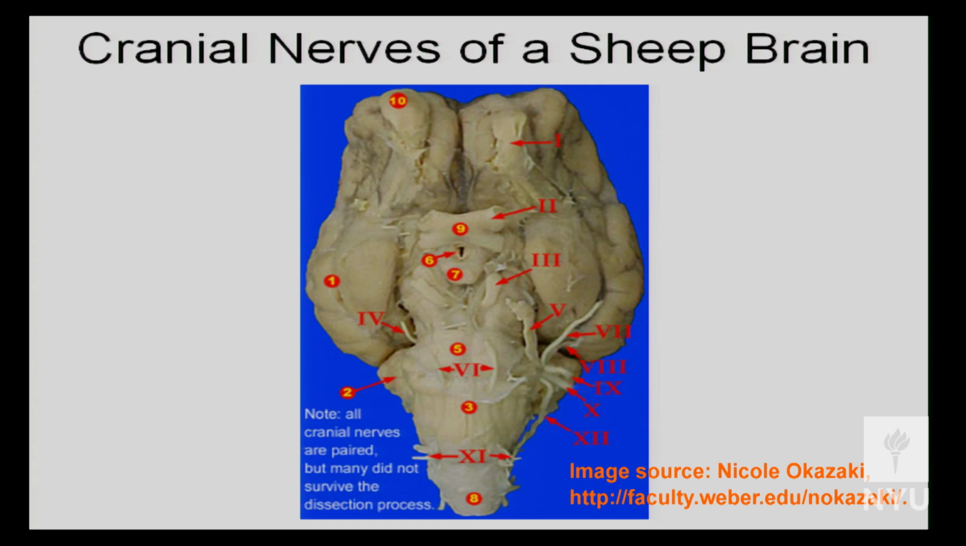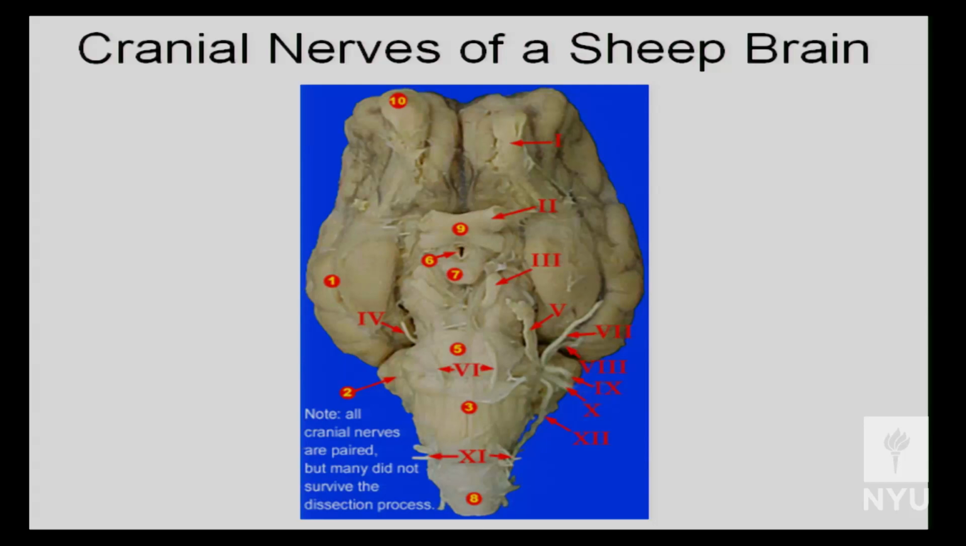Here's the olfactory bulb. It's huge in sheep. If you look at the skull of a sheep, we should bring one in one year, their nose is huge, right? Sheep have big noses, and they have a very, very good olfactory sense as well.